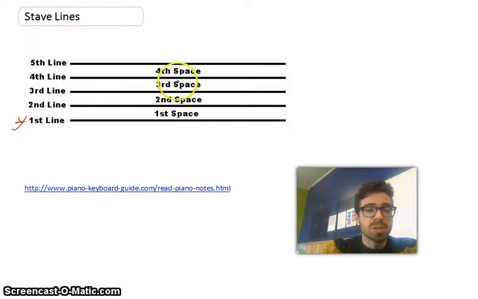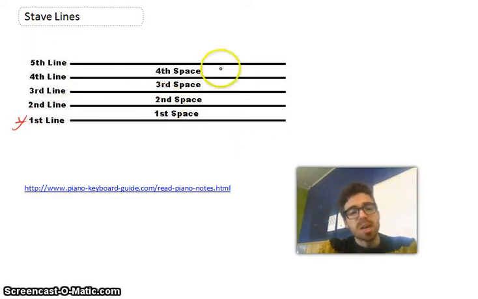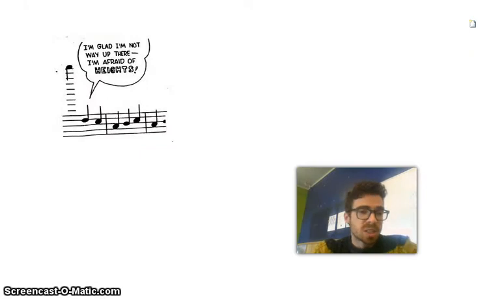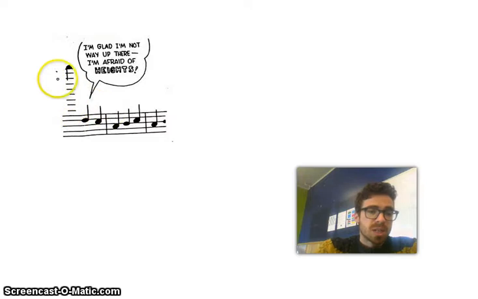Now the spaces we use as well, just as equally as we use the lines, and so we talk about the spaces the same way. The first space is at the bottom, second space, third space, fourth space, going up like that. Now if we run out of lines and spaces, we can add extra lines above or below, and we call those ledger lines. And you can see here, the further we go up the ledger lines, the higher the note is. The further we go down, the lower the note is.